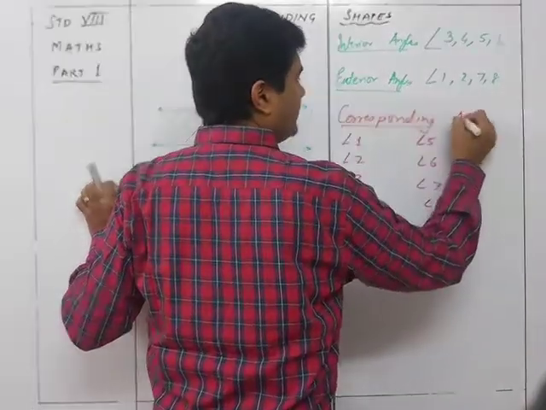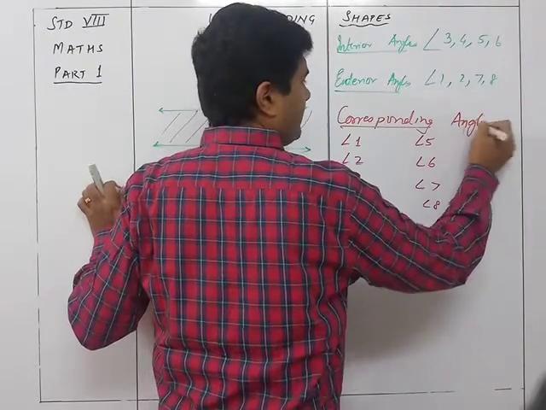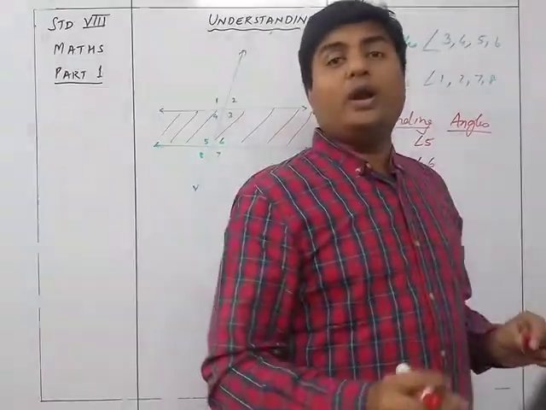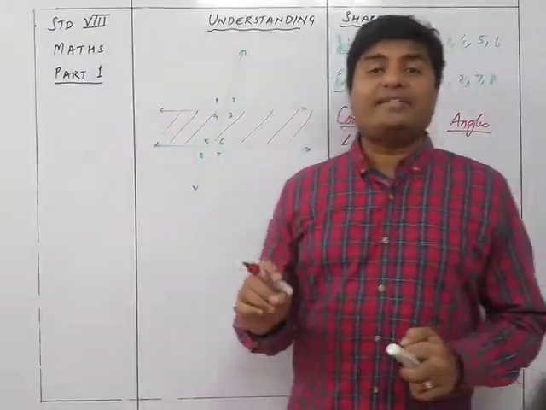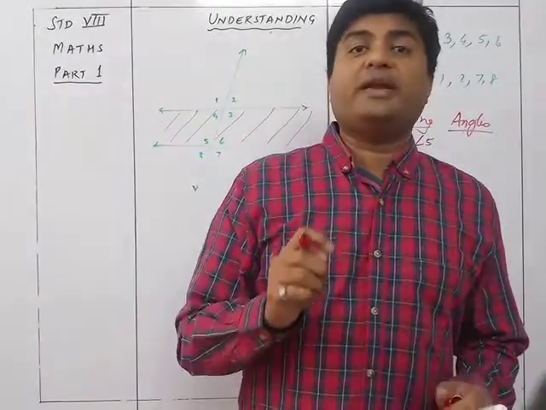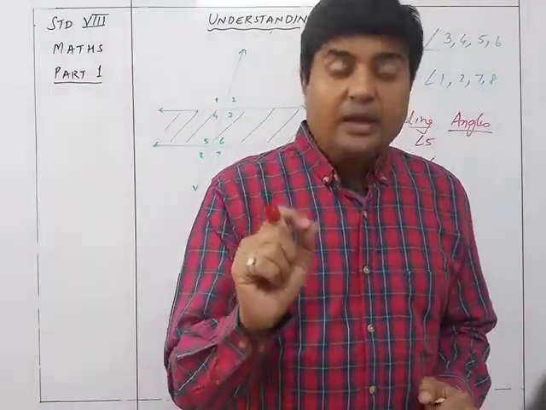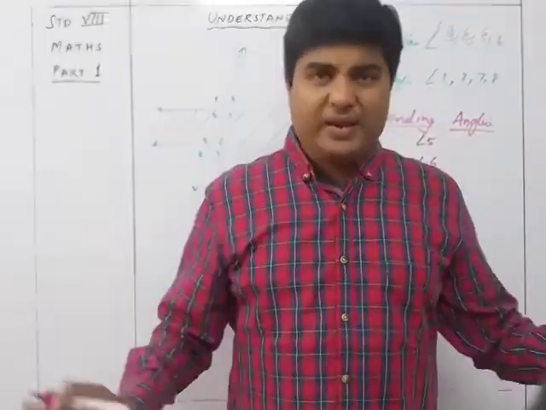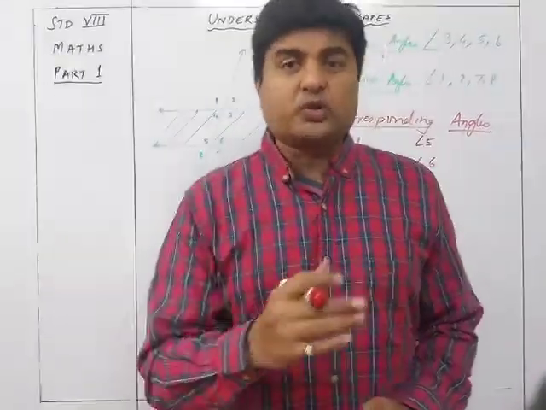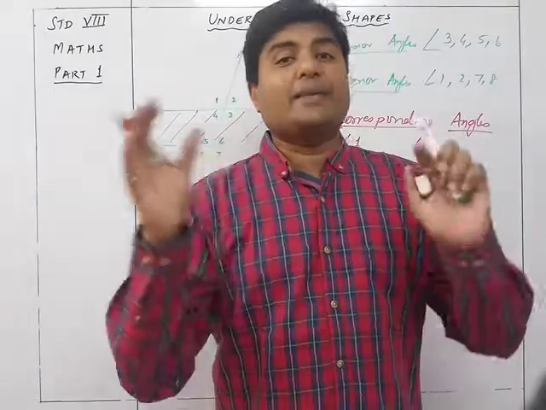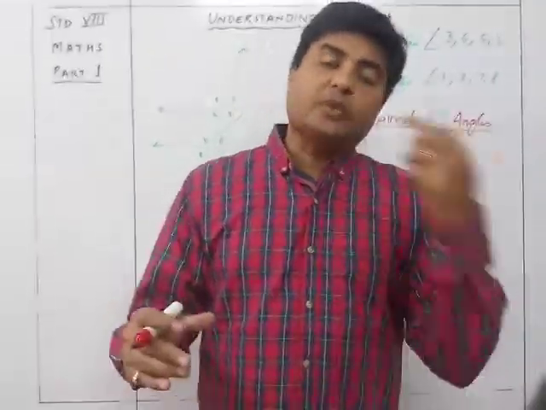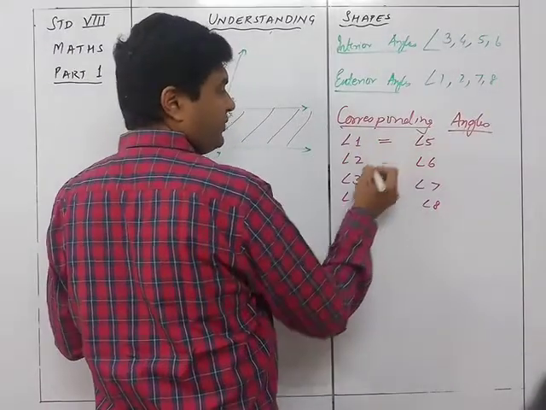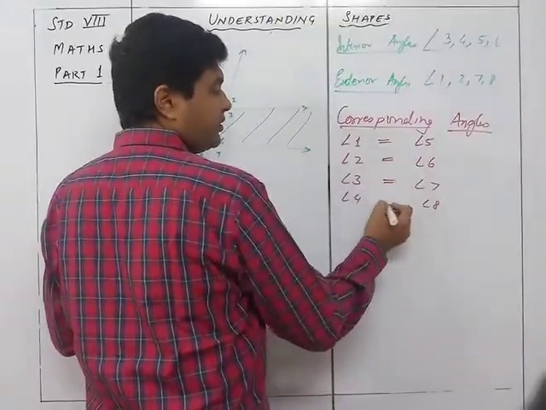I write it in full, otherwise there should not be any confusion. It is seen that only and only if the two lines are parallel, then the corresponding angles are equal. If the lines are not parallel, corresponding angles will not be equal. So it could be this way also: if the corresponding angles are equal, the lines are parallel. It's like give and take. So 1 is equal to 5, 2 is equal to 6, 3 is equal to 7, 4 is equal to 8.